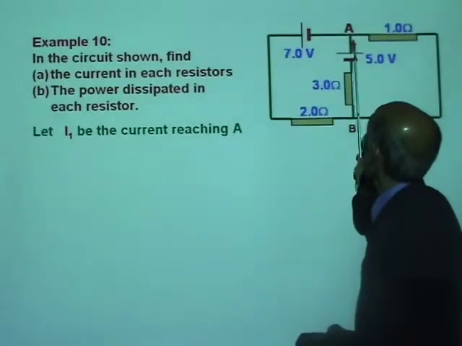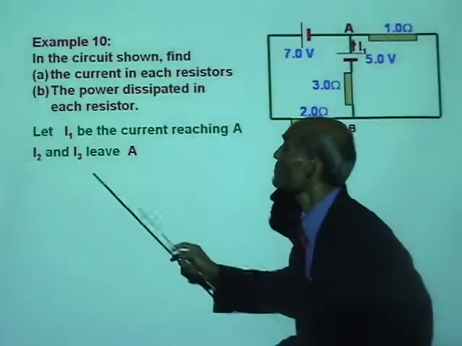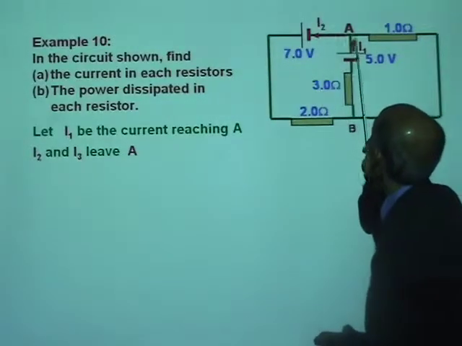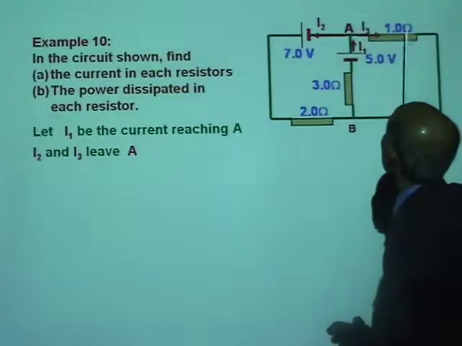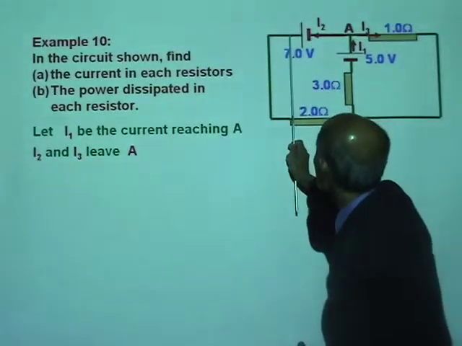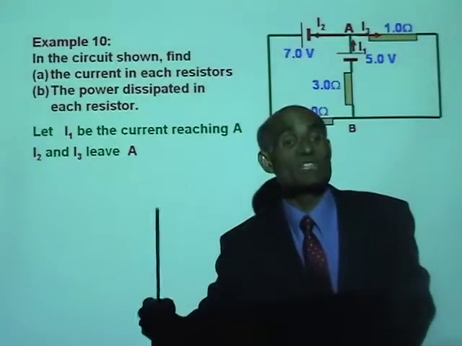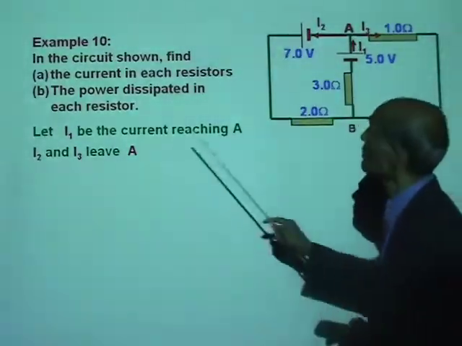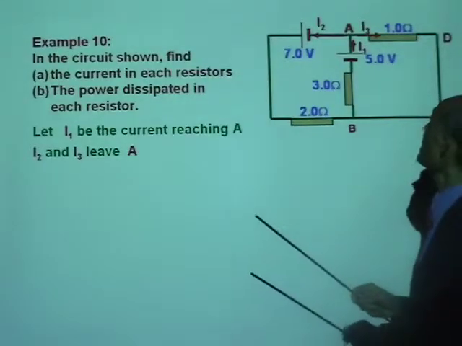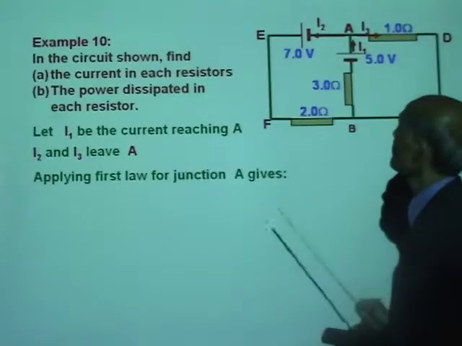Well, let I1 be the current reaching A, and I2 and I3 be the current leaving it. It doesn't matter. Sometimes I2 may be that way, and in such a case we will get a negative answer for our result. So we will make a beginning like that. That means, alright, name each of these points.